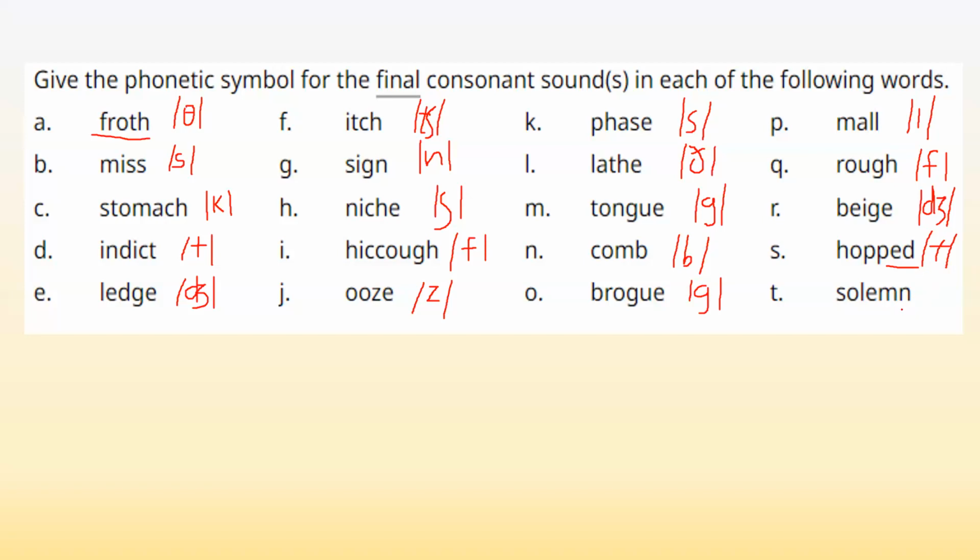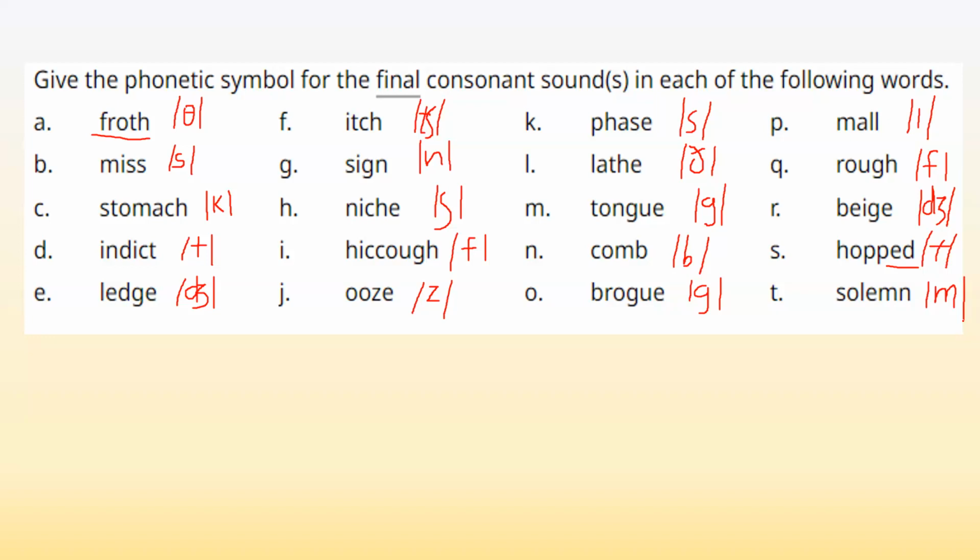And the last word, solemn. Do you pronounce the last letter N? No. It's not normally pronounced, right? Solemn. M is the final consonant sound. Okay, right. So these are the final consonants in their phonetic symbols. As all of you are following this module, it's good if you can have a very clear memory of these phonetic symbols of vowels as well as consonants, right?